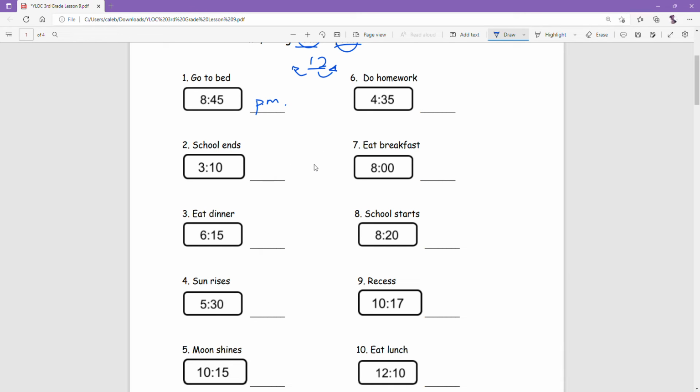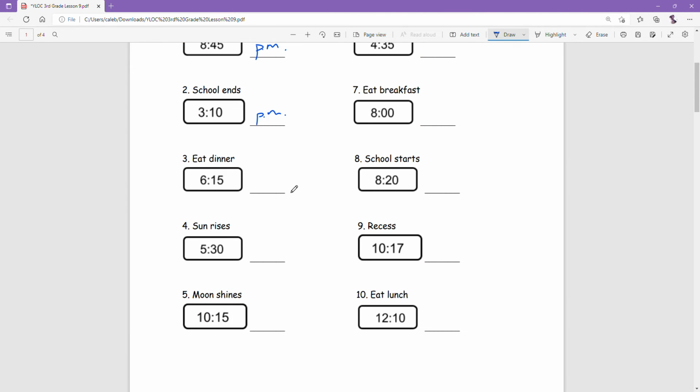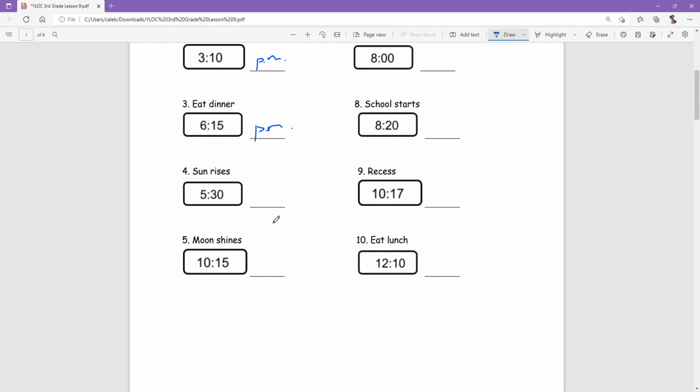So number 2 says school ends. School ends probably at PM, afternoon, because you wake up in the morning to go to school and you get out of school later on after the noon. Eat dinner would be PM, because you would eat dinner later at night, and if you ate at 6:15, that would be breakfast, or if it would be AM, then that would be breakfast.